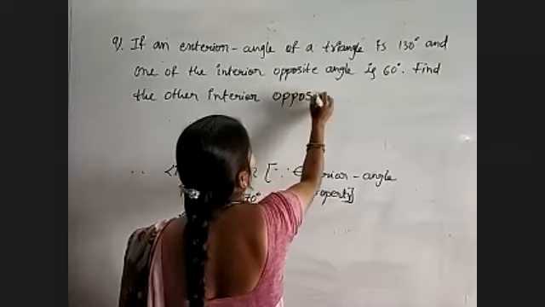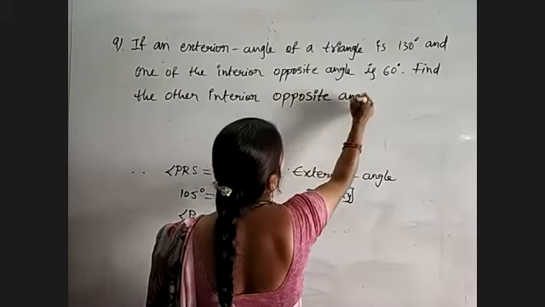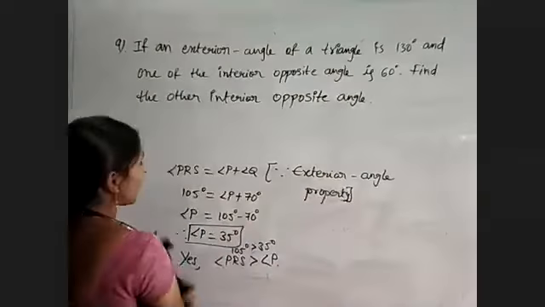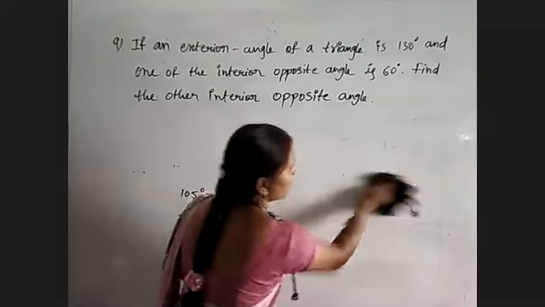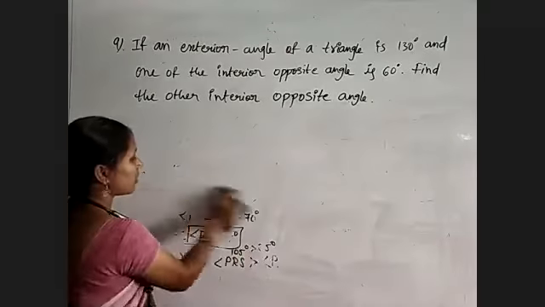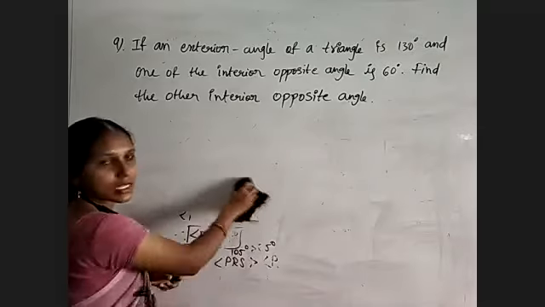Find the other interior opposite angle. So, very simple question. It is very clear that in that question they have mentioned exterior angle. Again, we have to use the exterior angle property only. Before that, what are the given values? List one.